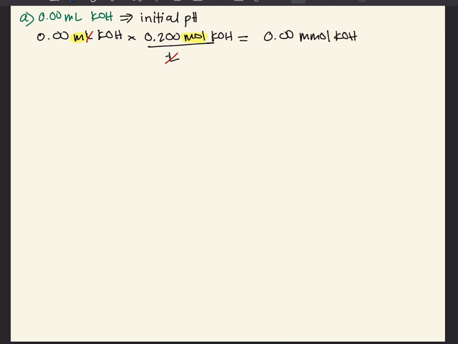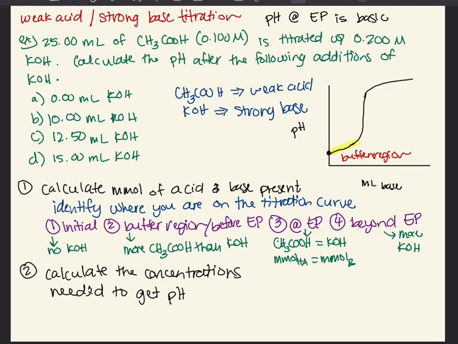Now, do you have to do that calculation? No. I am just simply showing you how we don't have any millimoles of KOH present. Now, I don't need to calculate the millimoles of my acid because I already know where I am on my titration curve, right? If I don't have any base present, then I know I have to be right here. This is my initial pH, so that is where I have to be on my titration curve.